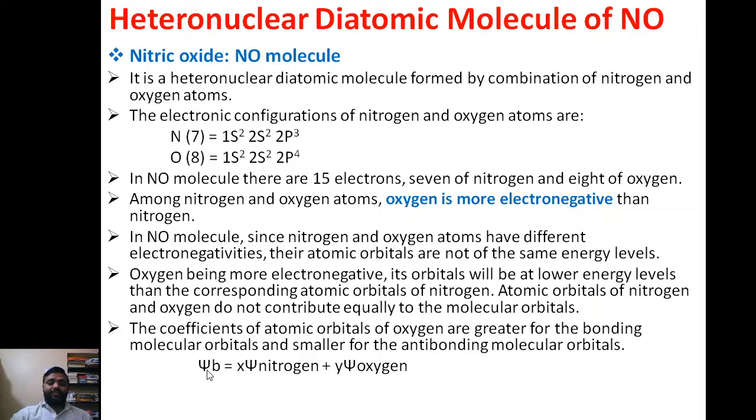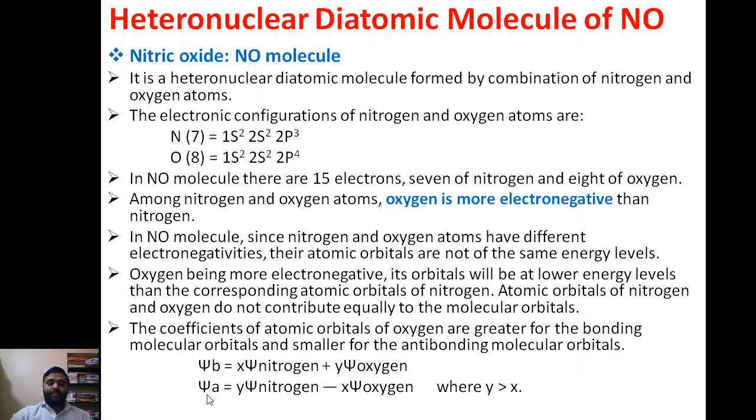Psi b, psi is a wave function. Psi b means bonding molecular orbital is equal to x, a coefficient of psi nitrogen, plus y, a coefficient of psi wave function of oxygen. Y is the more electronegative atom and x is the less electronegative atom. They are coefficients and they contribute to the bonding molecular orbitals. It's a positive overlap.